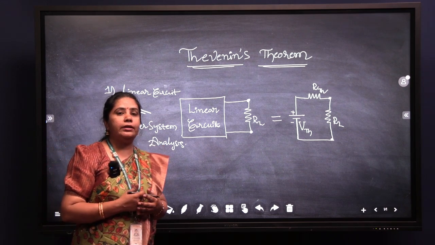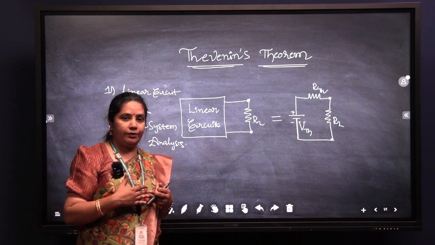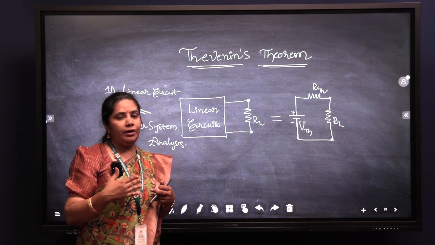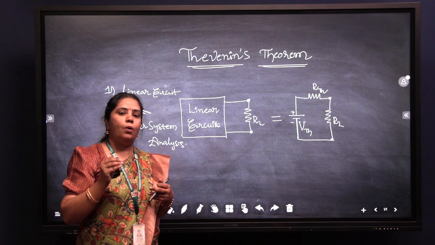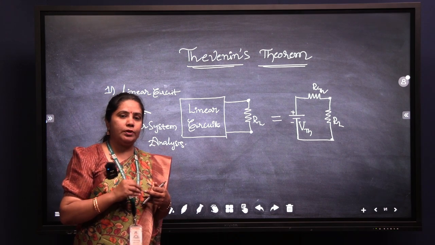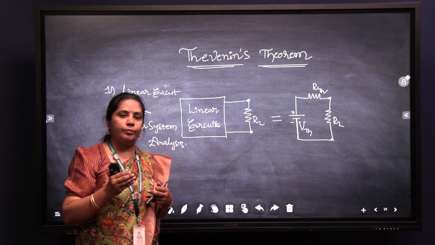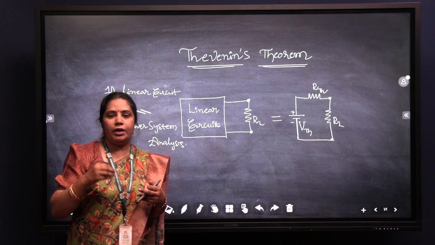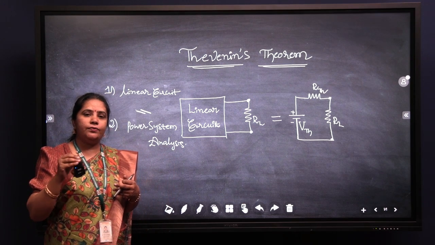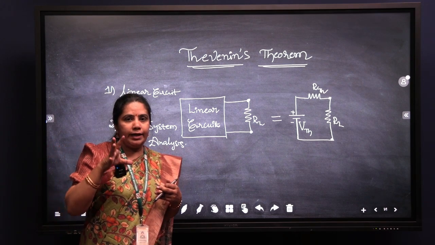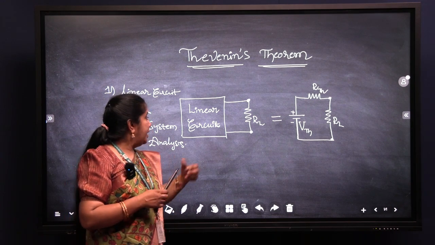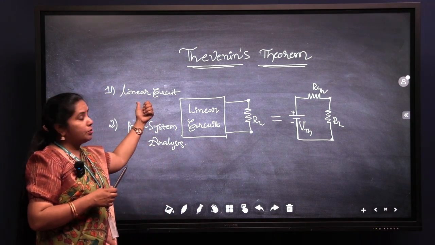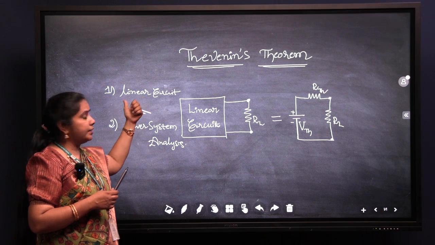Now we will concentrate on the statement of Thevenin's theorem. While giving the statement of Thevenin's theorem, or any theorem, you must concentrate on the limitations. Whatever the theorem may be, if you are giving the statement, start with the limitations, meaning the theorem is only applicable for these things only. So I just said that Thevenin's theorem is only applicable for linear circuits.